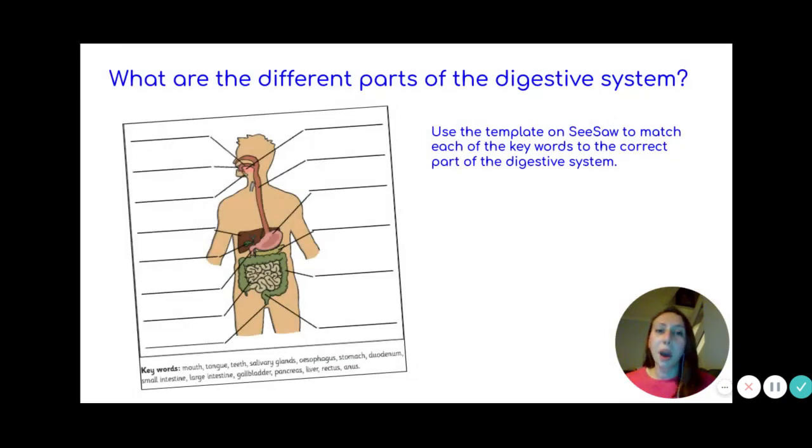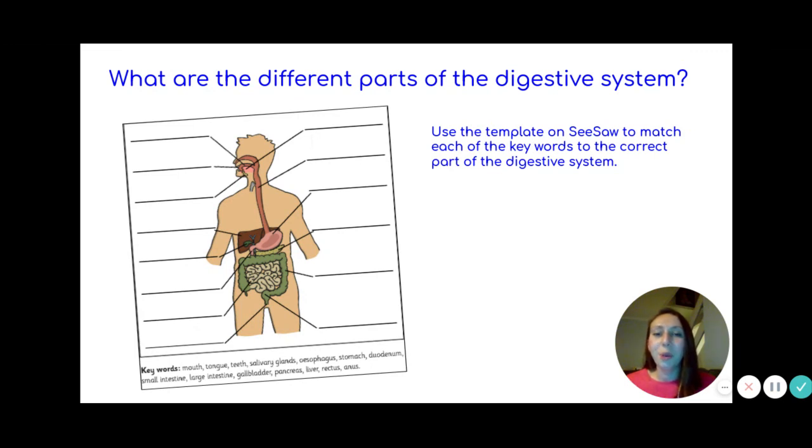Now that we've gone through the path of the digestive system, I want you to use the template on Seesaw and match each of the keywords to the correct part of the digestive system. If you're watching this video on YouTube, you can draw the digestive system out and use the keywords in the description below the video to make sure you've drawn all the correct body parts.